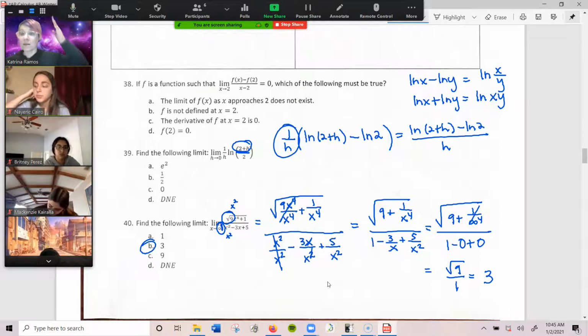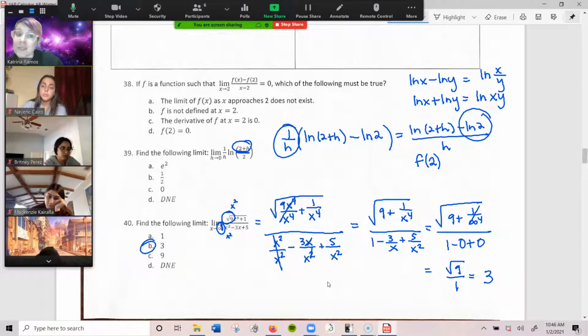So this is f of x plus h minus f of x all over h. If I look at what the function is, this is f of x. Now what this actually is, this is f of 2 because they plugged in the number 2. So f of x is the ln of x.